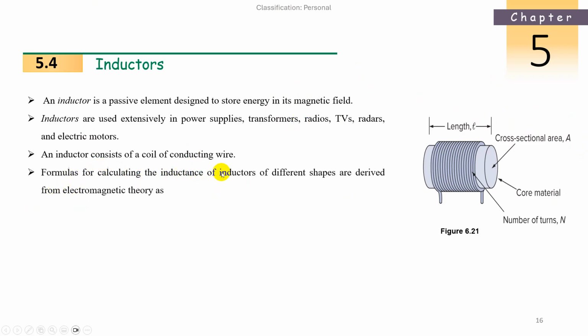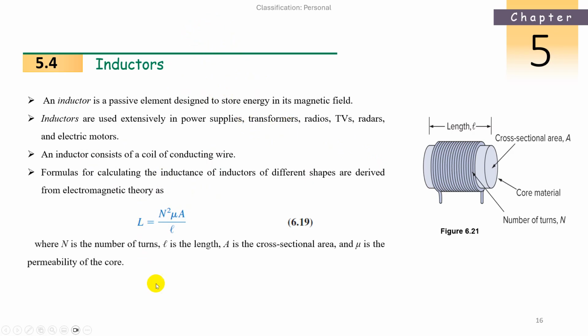The formulas for calculating the inductance of inductors of different shapes are derived from electromagnetic theory, which is not important here. We just remember the formula. Inductance is denoted by capital L and measured in henries. L is equal to N squared, where N is your number of turns, how many times it is rotated. N squared means power 2. N squared times area A, divided by length L. And here the proportionality constant mu is there. It is mu, not micro, one letter mu.